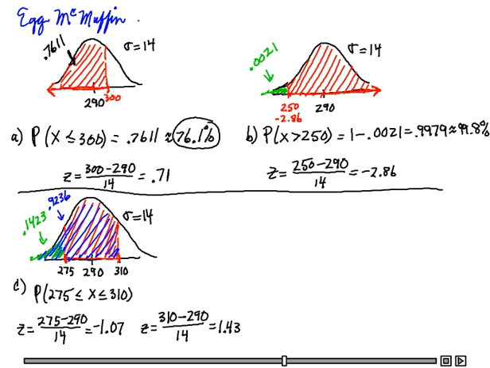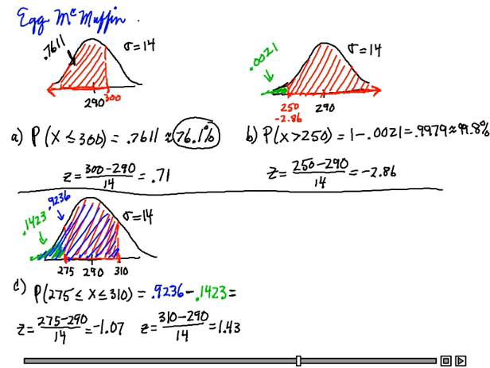Now, the red area is what I've shaded. That's the answer I want. So to get that, I know the blue area and I know the green area, so what would you do? You'd subtract. I'll take the 0.9236 and subtract the 0.1423 to get the red shaded region, which is what I want.